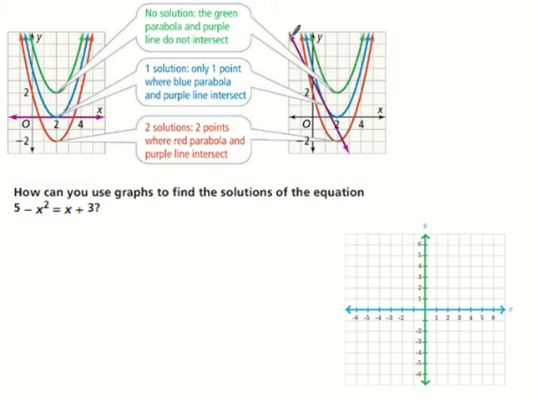Same thing over here, but now we have this negative line. It's still purple, and same idea. Green is no solution because it does not cross the purple line. Blue would be one solution because it's only crossing right here. And the red parabola would still be two solutions, because, well, you can't see one of them, but it crosses here and here. So it's still no solution, one solution, two solutions. It just crosses nowhere, crosses once, crosses twice. So this is a system of a parabola and a linear function.